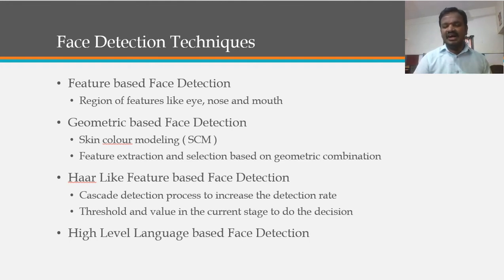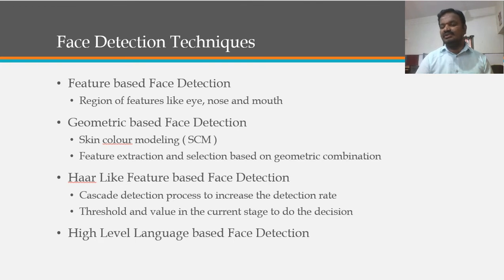Going forward with Haar-like feature based face detection, the cascade detection process increases the detection rate. It has multiple detections in the cascade. If one fails, it will skip that region, extract the background image, and detect the face accurately. It provides a threshold value at the current stage to make further decisions, something like a probability of whether it is a face or not.